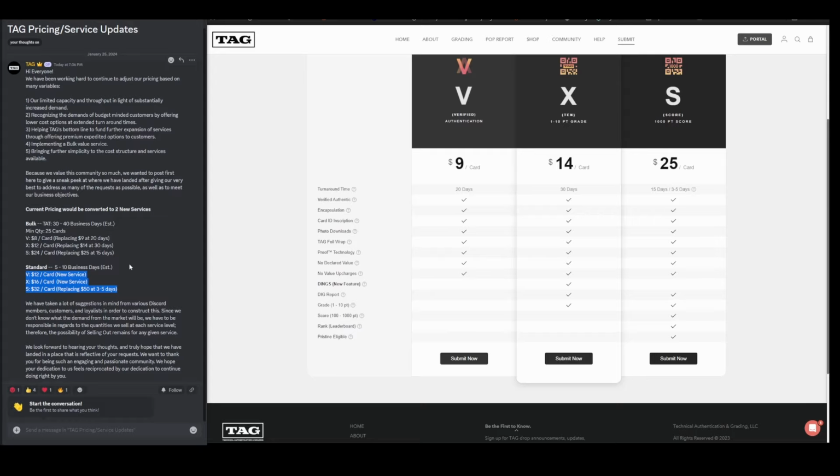I don't know. Curious for your thoughts and comments on that one down below. Do you view this as a price decrease or a price increase for S? Specifically S, because like I said, that's the one where people seem the most hung up about.